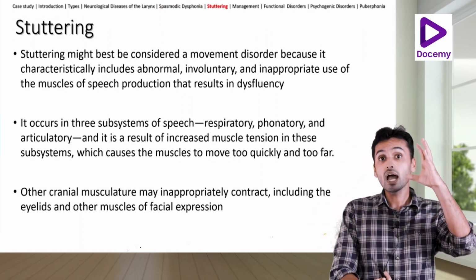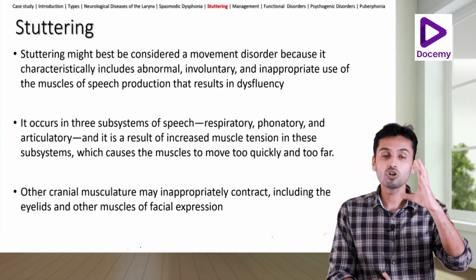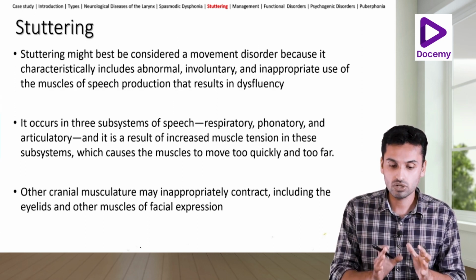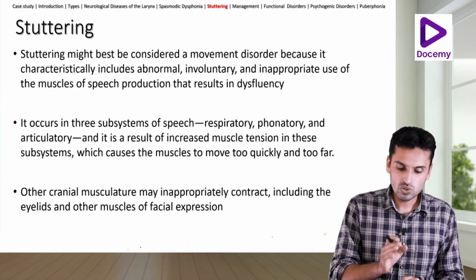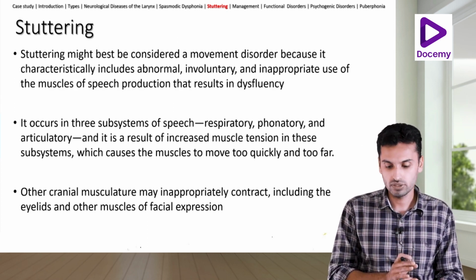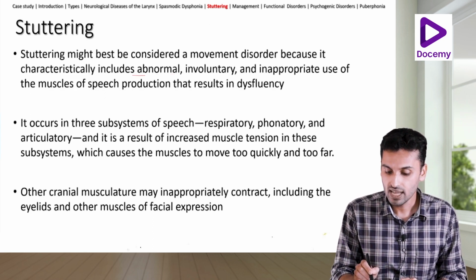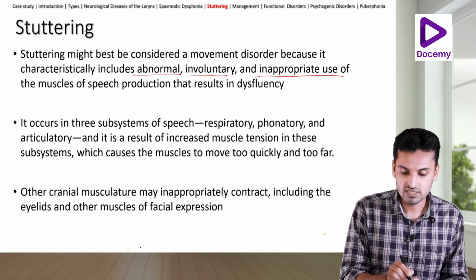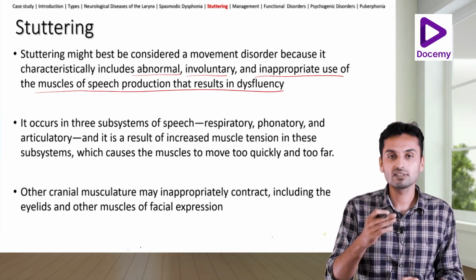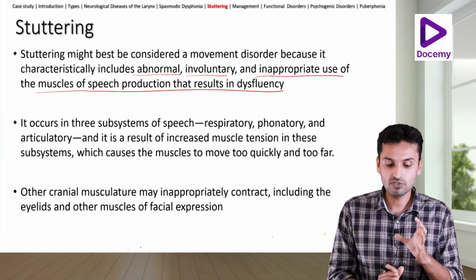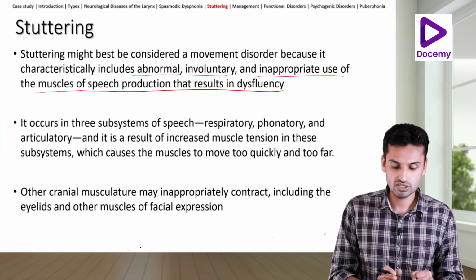So that was one of the hyperfunctional neurological conditions. We're still talking about organic lesions. Okay, this is an organic pathology. So stuttering is also considered a movement disorder. Okay, because it involves abnormal, involuntary and inappropriate use of muscles of speech production that results in non-fluency or disfluency. Okay, so there is abnormal, involuntary and inappropriate muscle contraction.